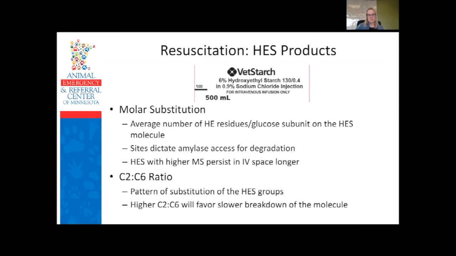And then the last thing that impacts the pharmacokinetics of hydroxyethyl starch products is the C2 to C6 ratio. That's not on the label. I think you find it in the product handout or something like that. And that takes this molar substitution a whole step further and looks specifically at the pattern of substitution. And as everything else has been trending towards, the higher the C2-C6 ratio, the slower the molecule breaks down. So there's products that have been formulated to have a very high persistence and a long persistence in the body.